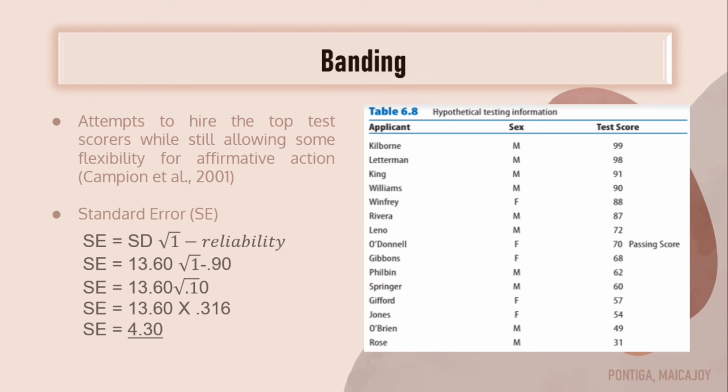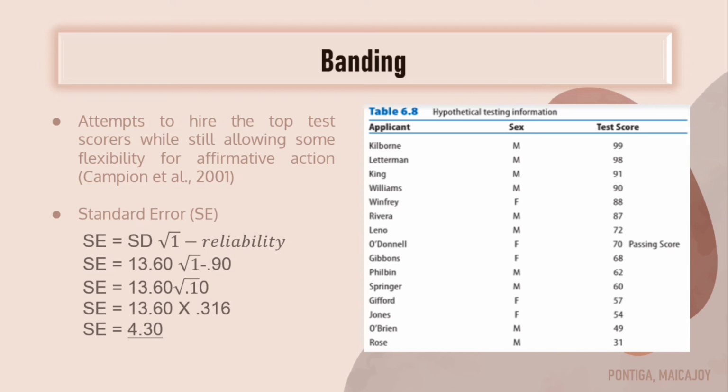So, the last is banding. So, banding takes into consideration the degree of error associated with any test score. So, dito meron tayong tinatawag na standard error kung saan ito ay sumasagot sa tanong na ilang points ba ang naging pagitan ng test scores ng bawat applicants.